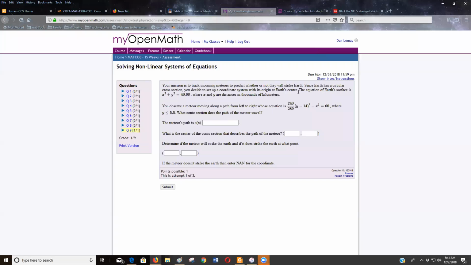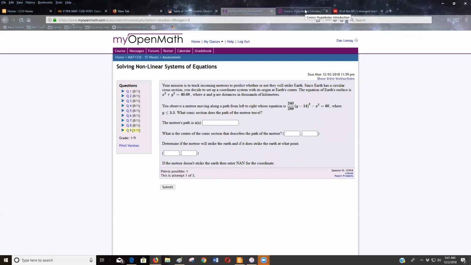Okay, so I'm looking at this question in that nonlinear systems MyOpenMath assignment, and what's happening here is they're asking us to graph. Really, we can do this graphically, and I almost advise you to do this graphically. I've got a circle with a center 0, 0, and that's the radius squared, right? Then we get this relationship here. They're asking me what conic section it makes.